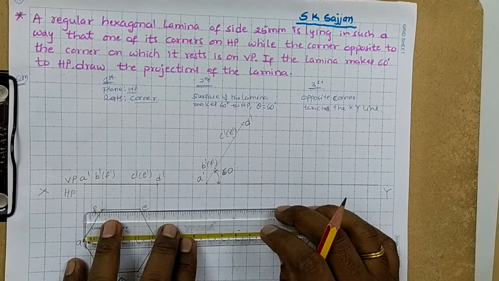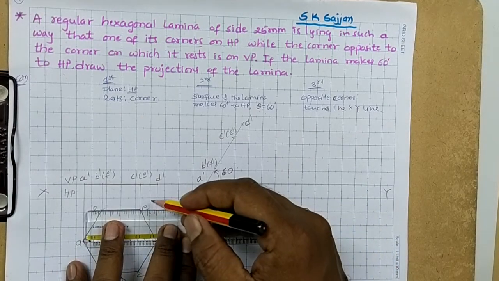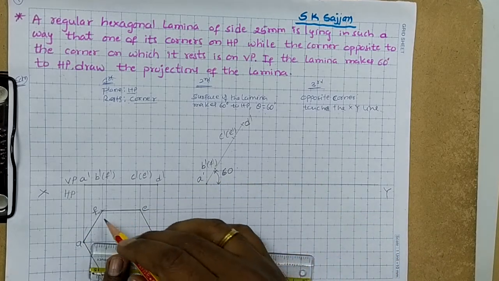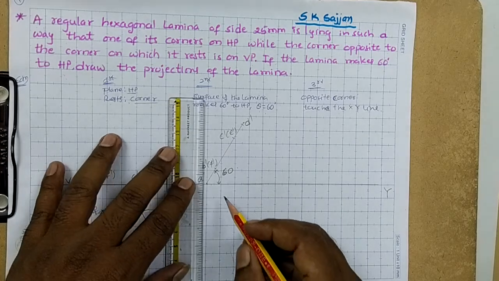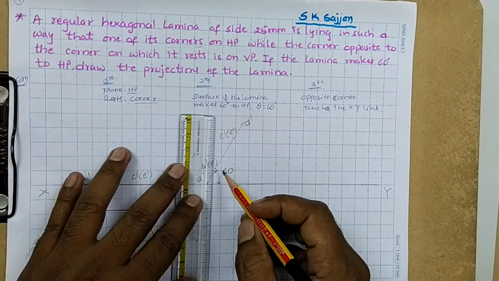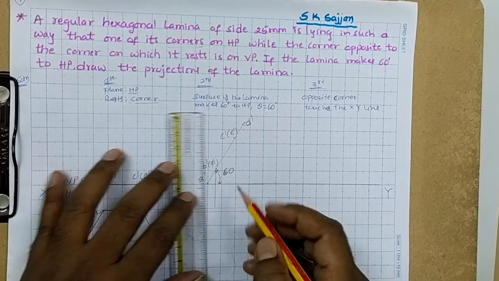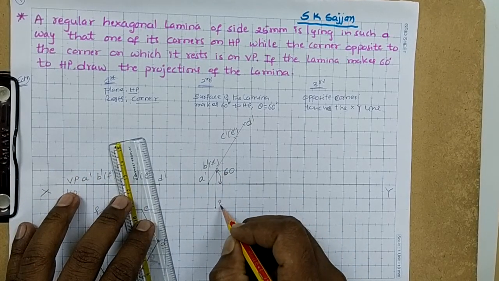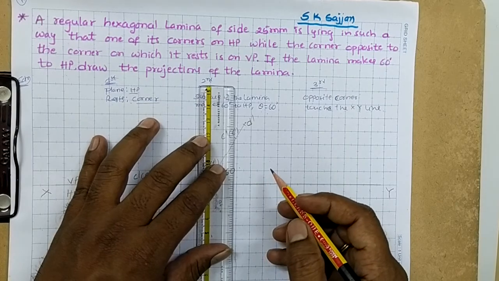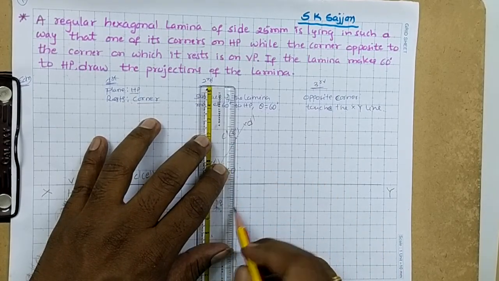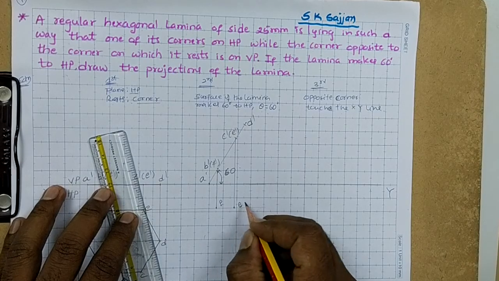Draw horizontal projectors from the top view. On this horizontal line F and E are there. Draw a vertical line from F. Where is F? F is here, this point is F. And E, where is E? E is here, this point is E.